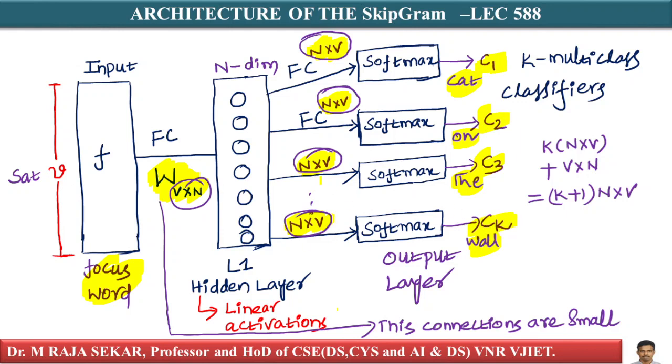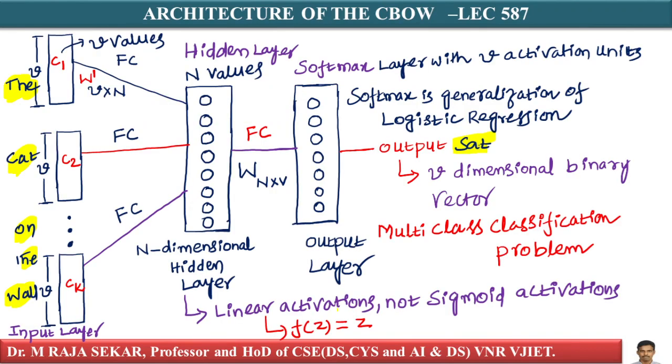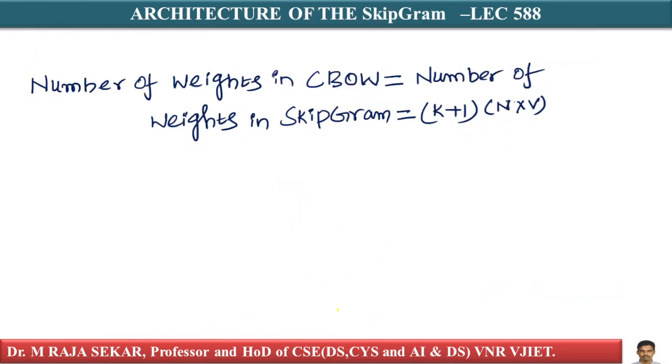It's difficult. Whereas in the case of CBOW, just see. In the case of CBOW, what is my input? The cat on the wall. Output is sat. It's easy, isn't it? Just say the cat on the. This is CBOW. You have so many context words, and you have to predict sat. It is easy to predict sat, isn't it?